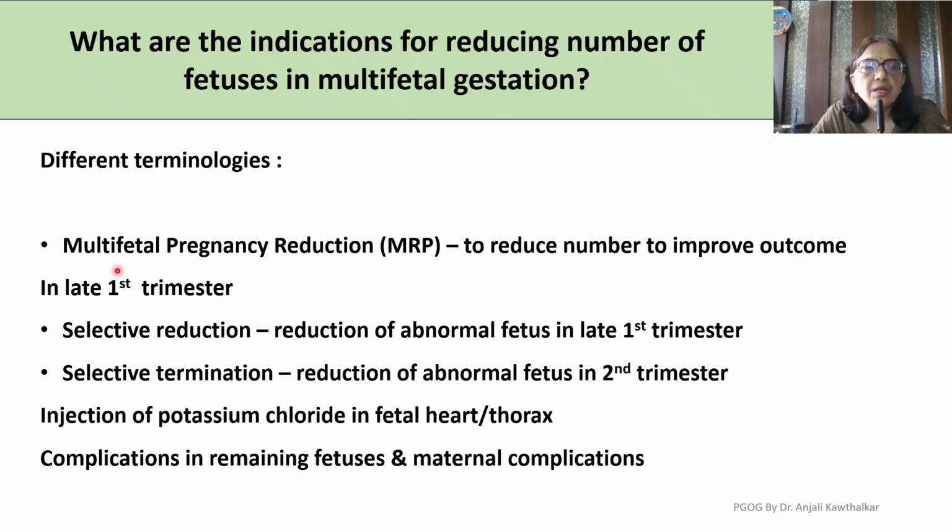What are the indications for reducing the number of fetuses in multifetal gestation? There are different terminologies. One is multifetal pregnancy reduction, or MPR. Here it is to reduce the number of babies to improve the outcome, and it is done in the late first trimester. Selective reduction is where reduction of an abnormal fetus is done in the late first trimester. Selective termination is reduction of an abnormal fetus in the second trimester. How it is done is by injection of potassium chloride in the fetal heart or fetal thorax, but there is a risk of complications in the remaining fetuses or fetus, as well as a risk of maternal complications because of this procedure.